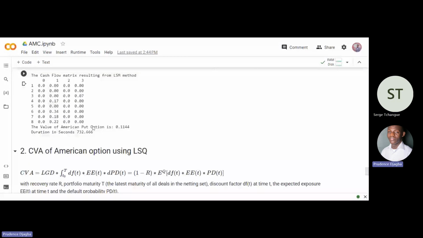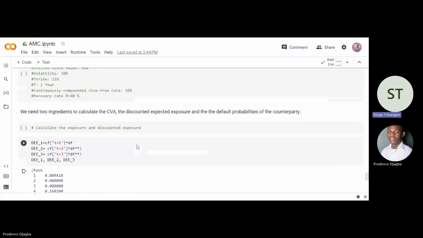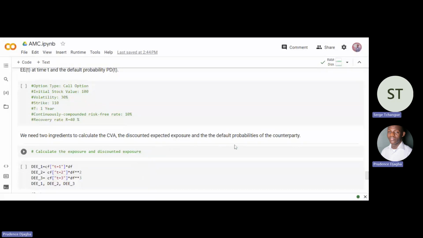And for the probability of default for the counterparty, I saw a paper. Maybe I will share that. Can you see my screen? I don't see. Okay, let me share.